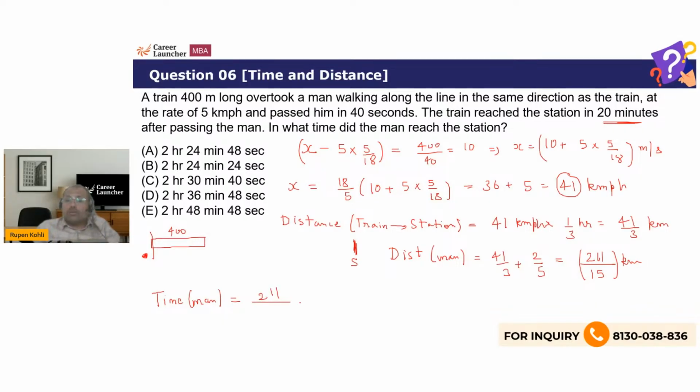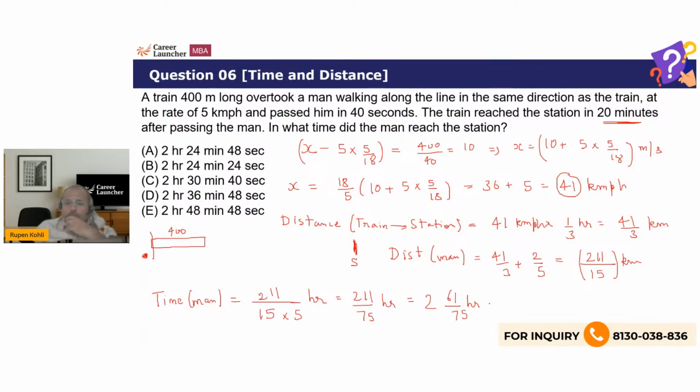So 211 over 15 into 5 hours. So that would be a proper fraction. So let's work with this. This is 211 by 75 hours. So clearly all the options are 2 hours and something else. So let's simplify this. This is 2 and 75 into 150. 150 from 211, 61 is remaining. So that would be 61 by 75 fraction of an hour.